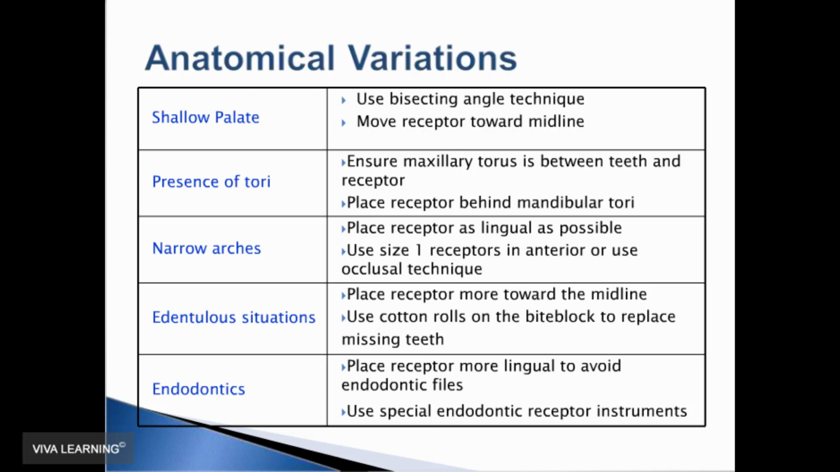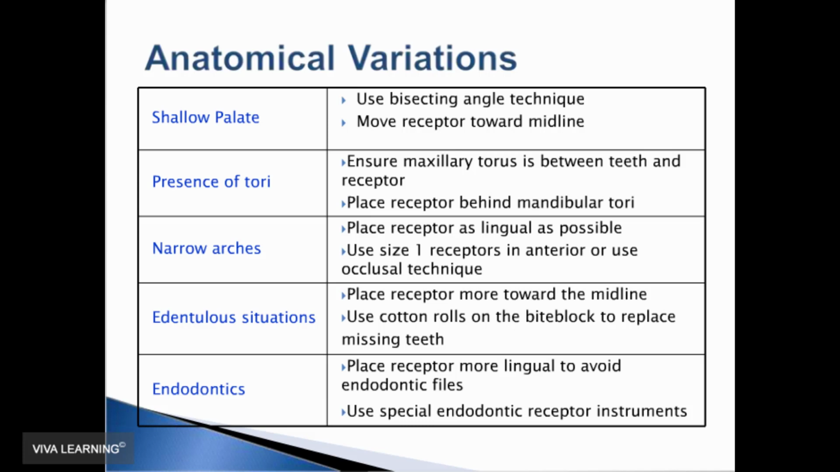The anatomical variations are where I tend to use the tissue cushions or an alternative technique. Shallow palates usually will require angular placement of the receptor because it's not deep enough to allow a typical parallel placement, in which case you would need to use the bisecting angle technique, or if you're using a paralleling instrument, you want to decrease the vertical angulation. Use less angulation than the ring is indicating, and that will help you bisect the angle.